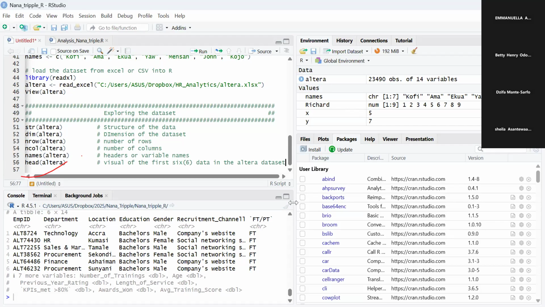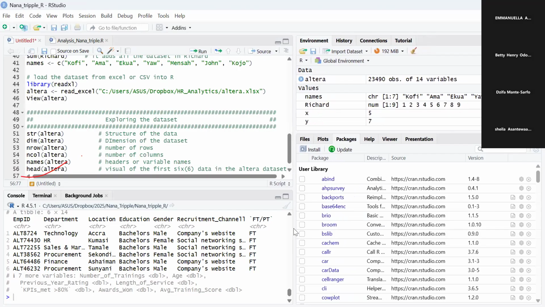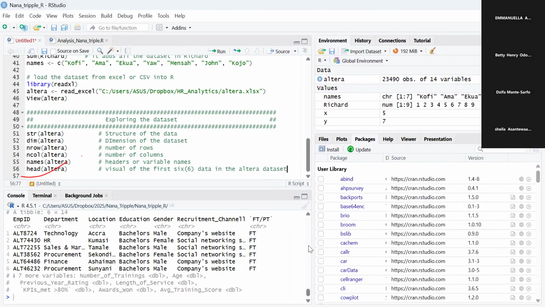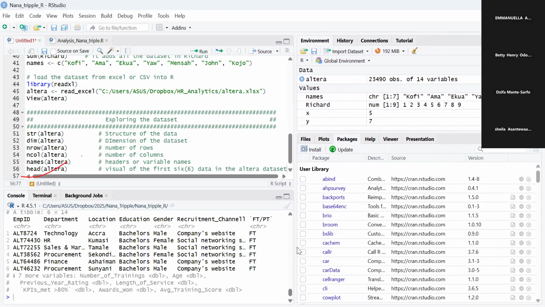Now, can you see where my mouse is? You see, it gives you the arrows, right? Yes, please. You can drag it for it to open. You can drag it back for it to close, right? If you want more space, you can drag it to open. I don't want more space, so I want it to be like this.